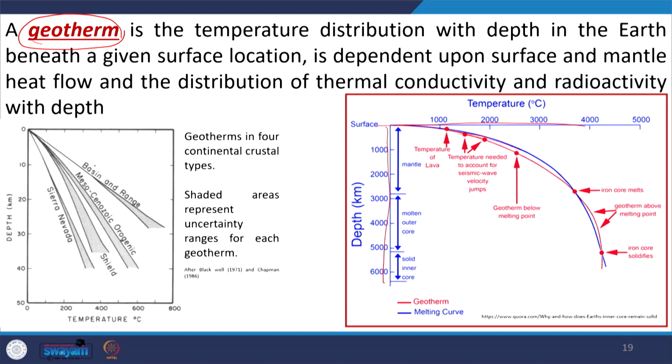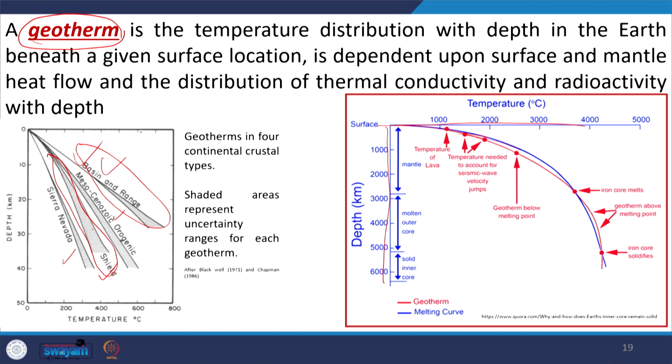Now, here you see the geotherm with depth. We have the Basin and Range province of Cenozoic origin, then the Sierra Nevada batholith, and we have the shield area. So, this geotherm varies depending upon the age and the tectonic environment. Even the shield area here is tectonically stable, so the heat flow is different. And the Basin and Range province is undergoing extensional tectonics, so it is a tectonically active environment, and the heat flow is different.